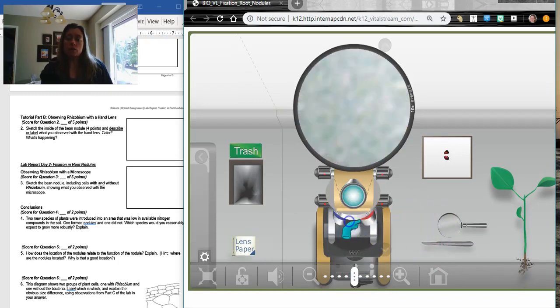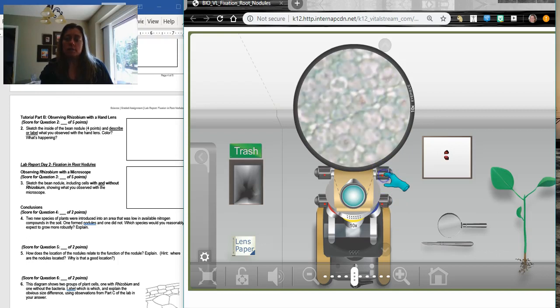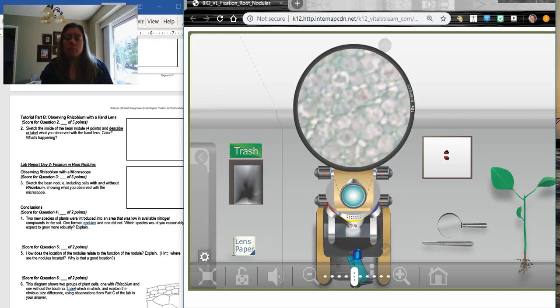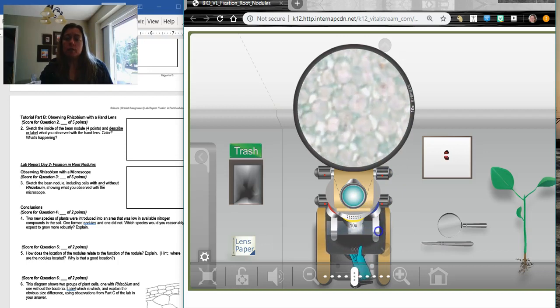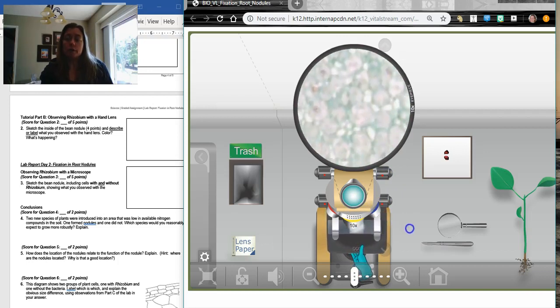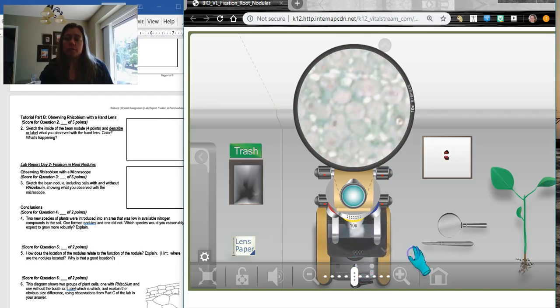Now, if you want to draw them from 100, that's okay, as long as you are detailed. You can see a lot different cells when you go to 100 instead of 400. So you can see much more of the difference. See here?